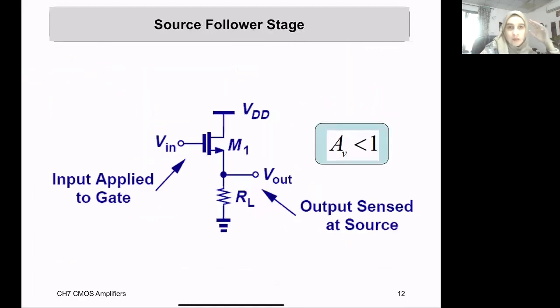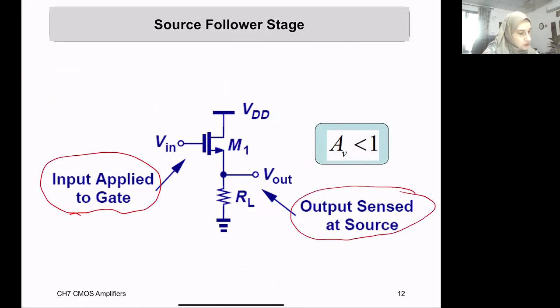Okay, now we're done with the common gate stage, and we will be moving to the last one that we want to discuss, which is the source follower. How will we identify the source follower? The input is again applied at the gate, but the output is sensed or taken from the source side. Remember that in the common source amplifier, the output used to be taken from the drain. But now in the source follower, the output is being taken from the source side. That's why the name is source follower.